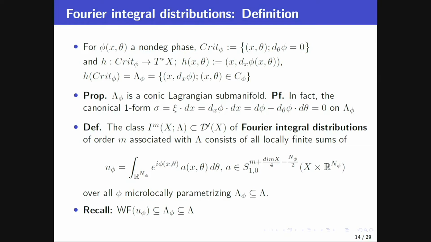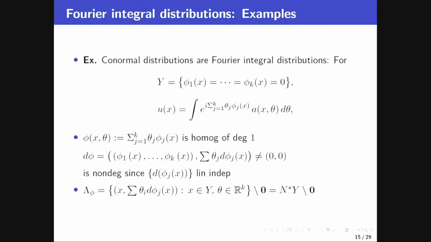Again, what do we need? A non-degenerate phase function and a nice symbol. And then lambda phi is the wavefront set of u phi, a conic Lagrangian. We're going to see examples now, and these are the examples you have seen yesterday, and Alan introduced them yesterday. For example, a conormal distribution. Every conormal distribution is a Fourier integral distribution. Okay, so now we have lots of examples here.